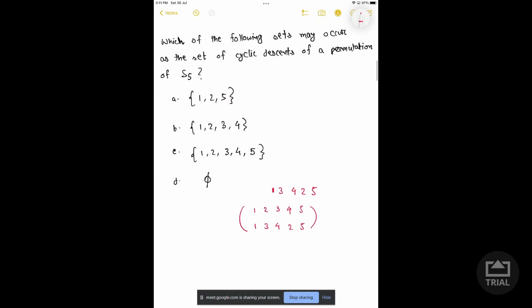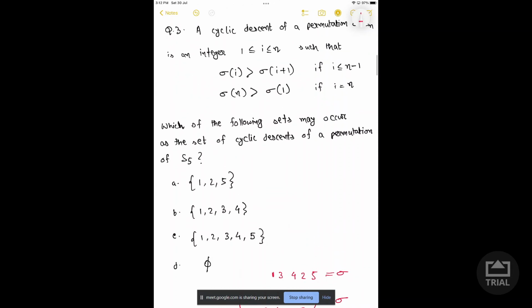Anyways, now observe that clearly, let's call this permutation sigma. So sigma is this permutation, and sigma of 3, which is equal to 4, is certainly greater than 2, which is sigma of 4. So sigma of 3 is strictly greater than sigma of 4, that is sigma of 3 plus 1. My point is, you have this: sigma of I is strictly greater than sigma of I plus 1 for some I between 1 and n minus 1.